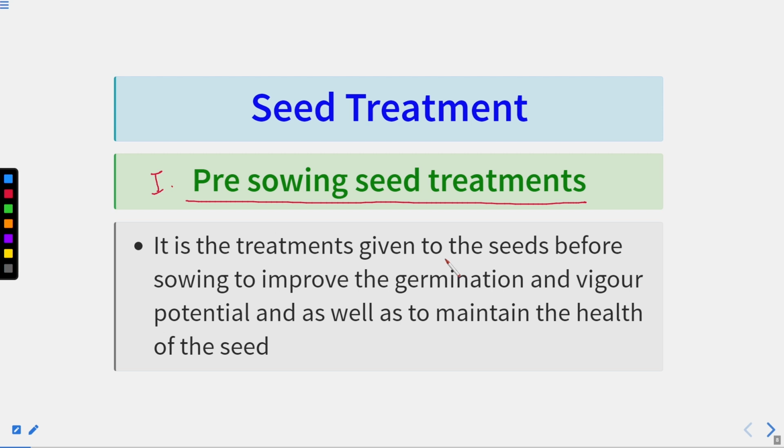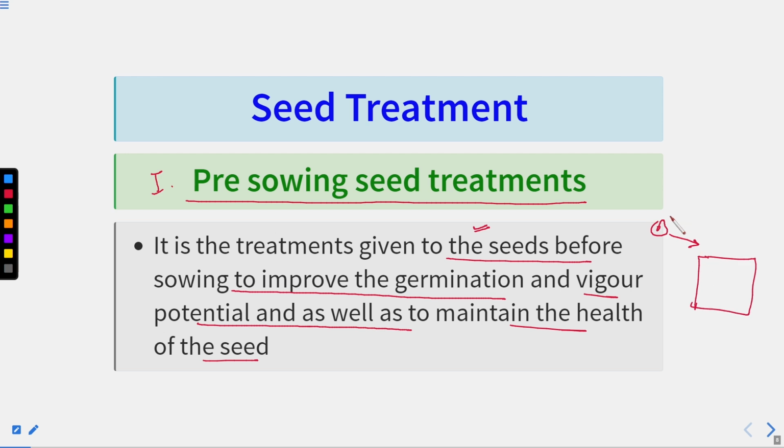It is the treatment given to the seeds before sowing to improve the germination and vigor potential, as well as to maintain the health of the seeds. So we are doing this before sowing any seeds in the ground. Before sowing the seed, we are treating the seeds. That is why it is called pre-sowing seed treatment, right?